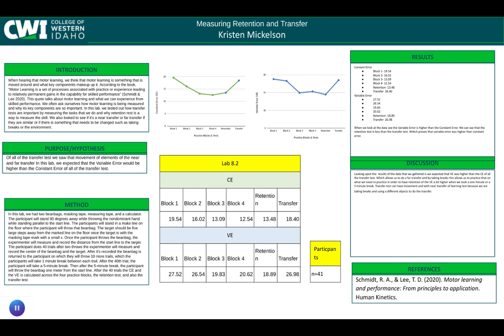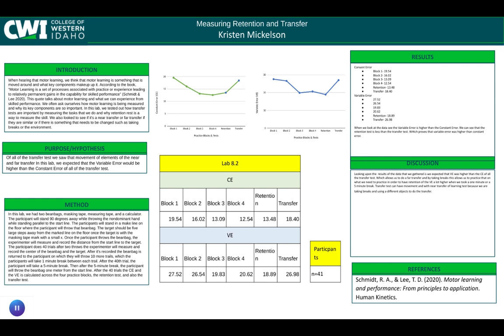To start with, when hearing the term motor learning, we think about what is moved around, or what the key components are that make it up. And then there's a little quote from the book stating what motor learning is and what capable skilled performance is.